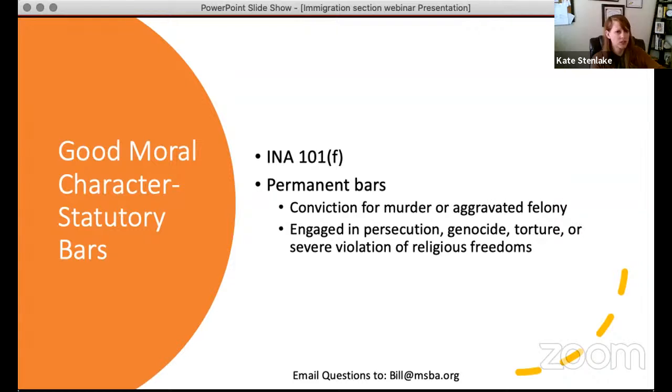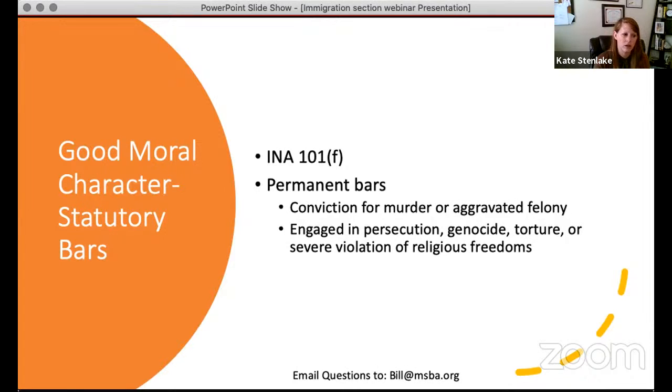All right. So even if the client is still eligible despite criminal convictions, you still have to prove good moral character. There are statutory bars for good moral character. You can find them at INA 101(f). For some of these, the client doesn't even have to be convicted of a crime. If they admitted to committing certain acts, it can be a bar to good moral character. So it's broader than the criminal bars.